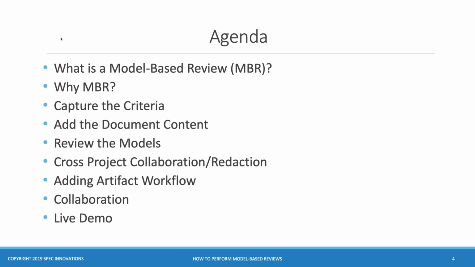Thanks, Joanna. So let me go through our agenda very briefly. We're going to talk about what we mean by the term model-based review and why they're useful for us. And then talk about the process: how we capture the criteria, add documents and content, review the models, cross-project collaboration, redaction capabilities that are in the tool, and adding artifact workflow. We can also do collaboration and show how that interacts, and of course, a live demo. I'll try to spend as little time on the slides as possible. The slides will be available for you as well.